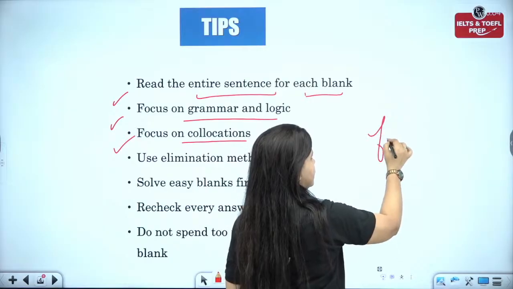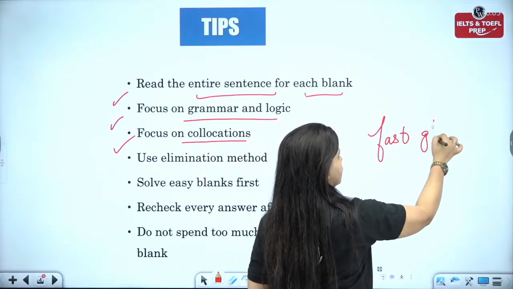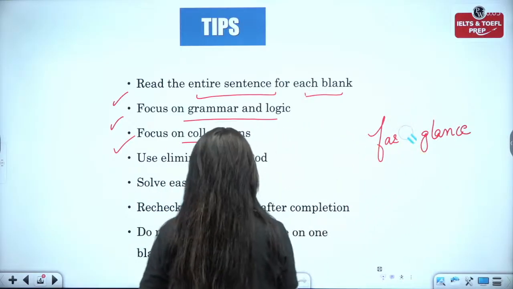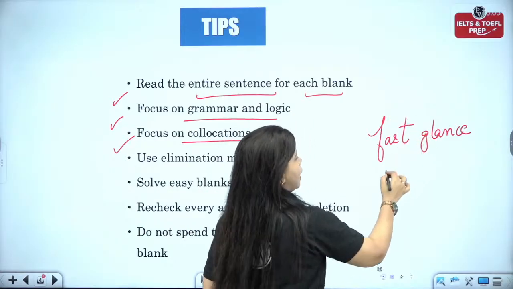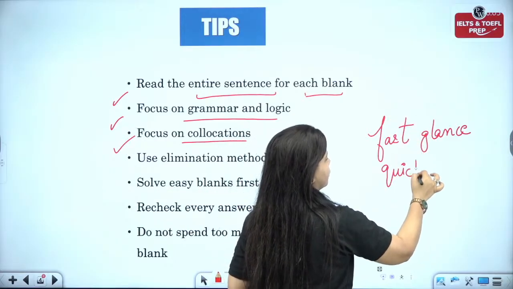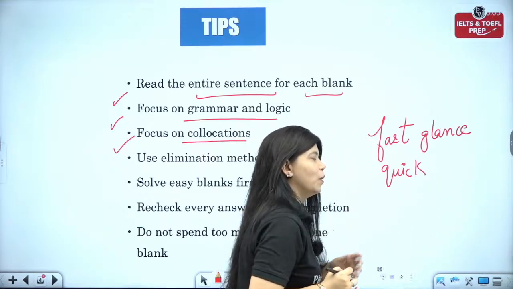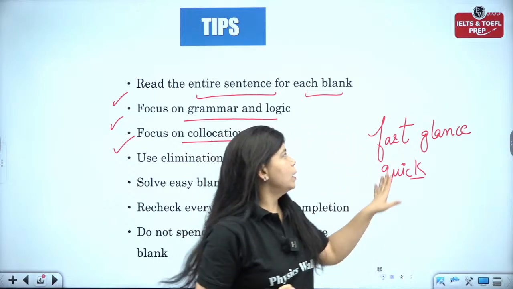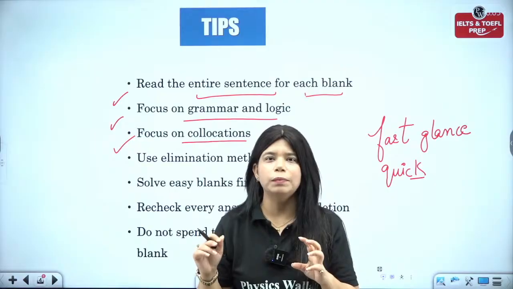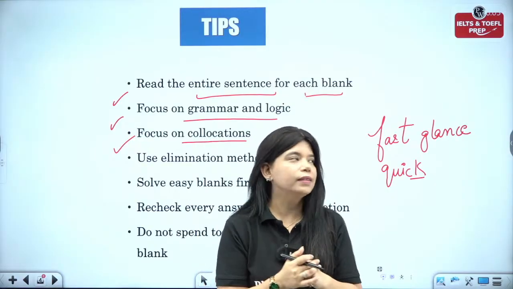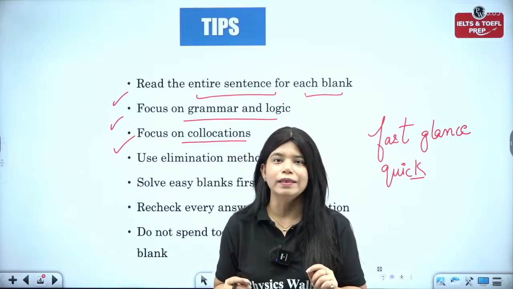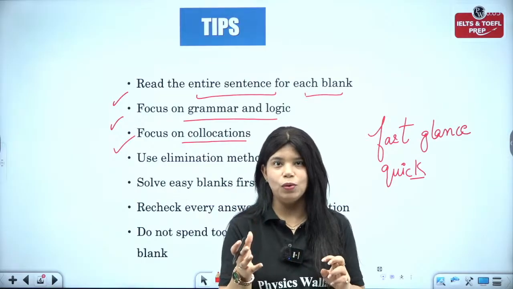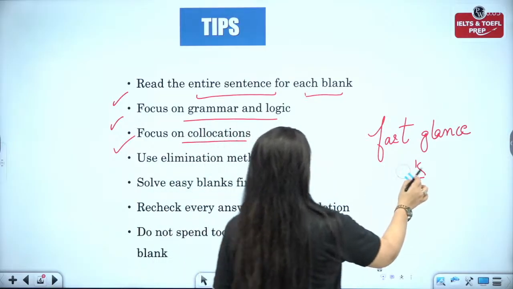Let's take this one, fast glance. This is T, guys, this is not F, just forgive my handwriting. Okay, fast glance, and here, quick something. Let's say anything quick. But now, if you see, glance means to take a look at something, right? Now, when we use the word glance, we usually use the word fast with it, right? So these are known as collocations, the words that go together. So you need to be very careful of these things, guys.